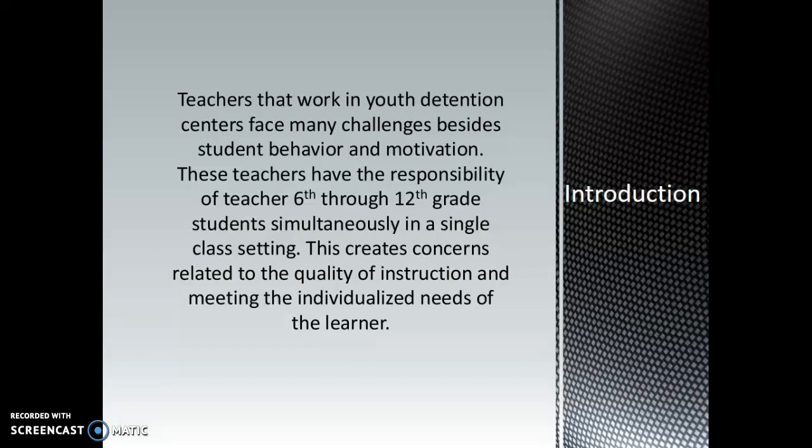For my introduction, I think it's important to note that teachers who work in youth detention centers across the state face many challenges besides student behaviors and motivation. These teachers have a big responsibility in the sense that they have up to 12 to 15 kids in the classroom that range from 6th to 12th grade, who could be taking any number of classes in that one setting in about 6 periods a day. So that's multiple preps for these teachers.